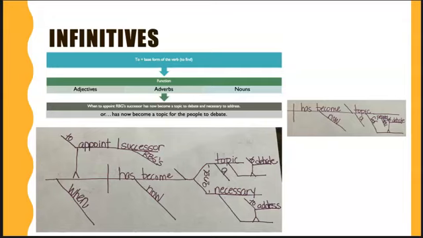So again, just as a reminder that, as Dr. Miller said, verbals, although they can function as other parts of speech, they still maintain some of their verb qualities, and that's what allows them to have their own subjects, direct objects, and subject complements, for example.